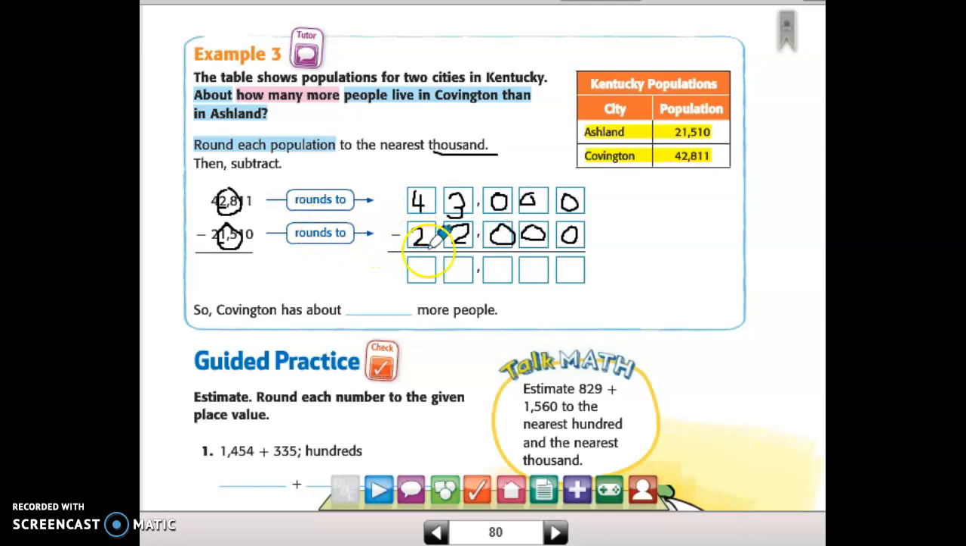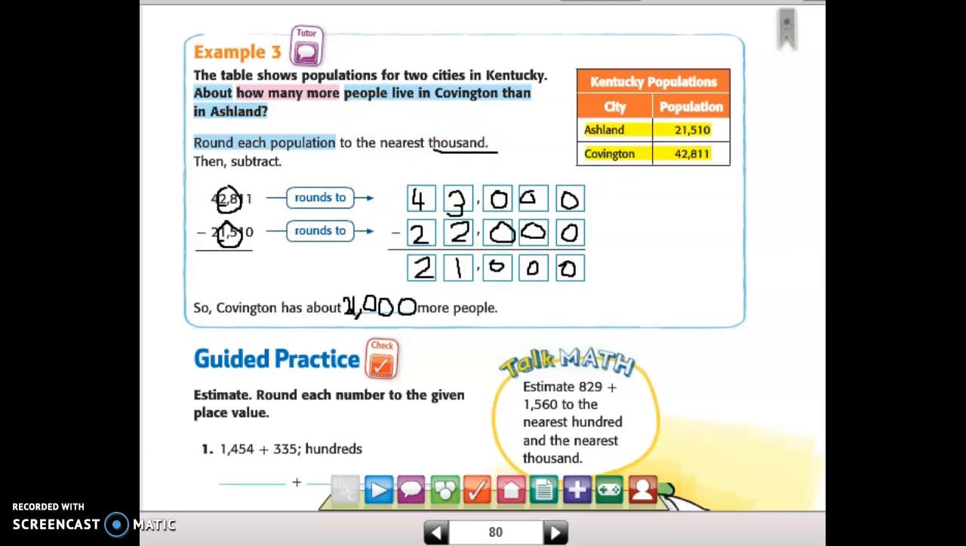Now we're subtracting. Three minus 2, 4 minus 2. So Covington has about 21,000 more people. And that's rounding and estimating the sums and differences.